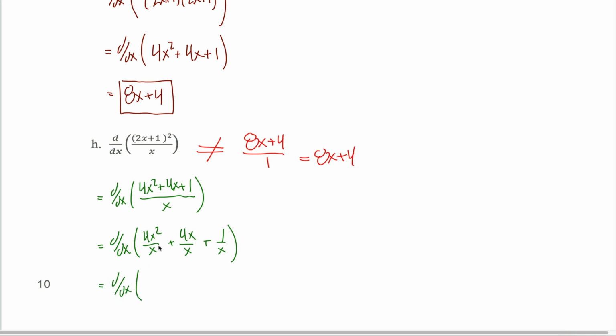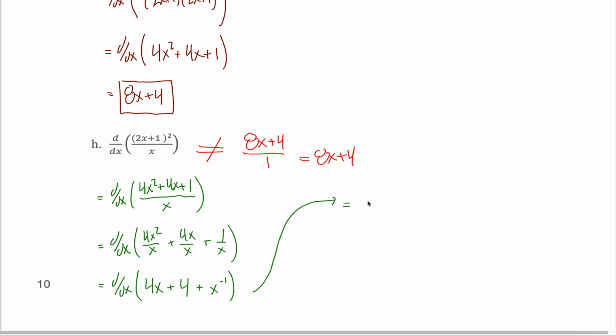4x squared divided by x, I can cancel this x and one of these x's, and it's just the derivative of 4x. 4x over x, I can cancel out the x's, and that's just the derivative of 4. 1 over x, I can rewrite that as x to the negative 1 power. No calculus anywhere in here. All we're doing is algebra and rewriting the question. The first time we use calculus is right now.